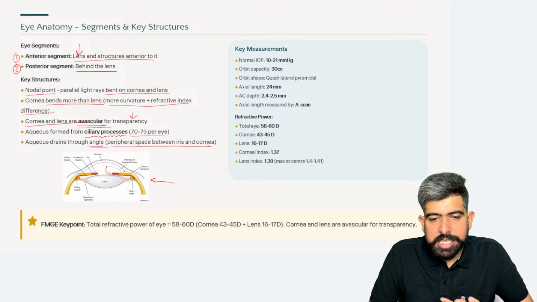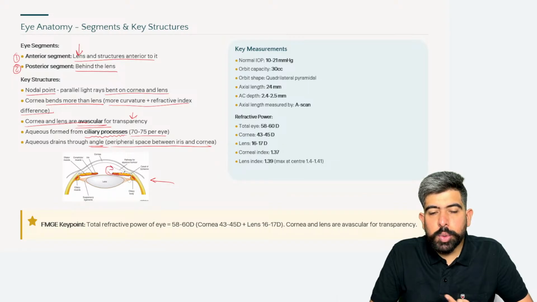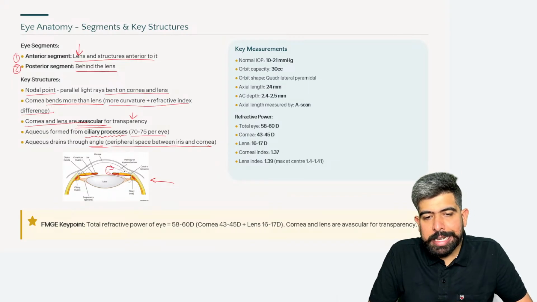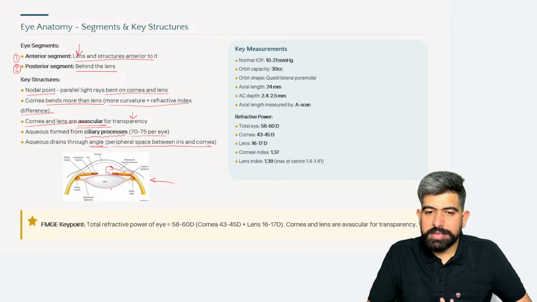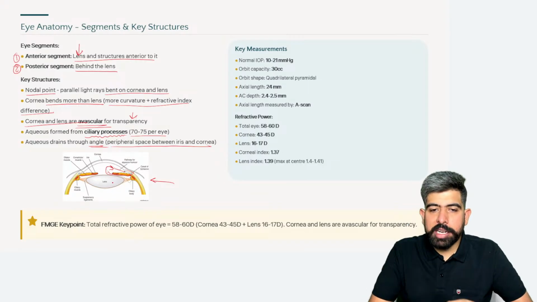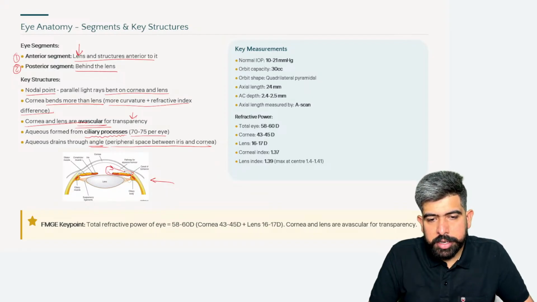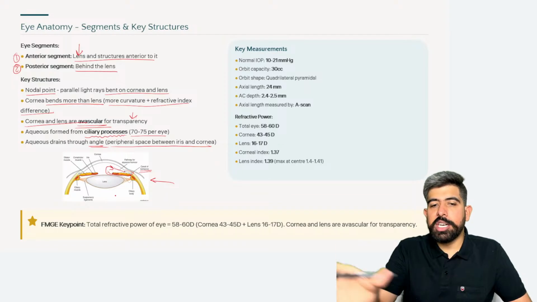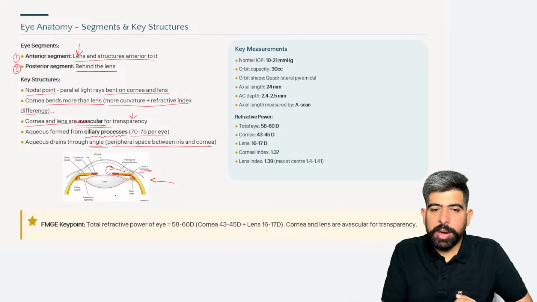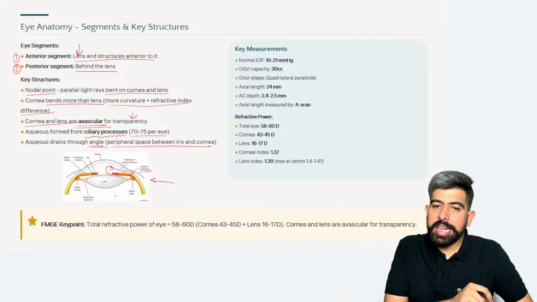From the posterior chamber, it comes to the anterior chamber through the pupil, and then it comes to the angle. What is the angle here? Please remember, this is the iris and this is the cornea, so this is known as the corneo-iridal junction, or you can say the iris and corneal junction. Here is the canal of Schlemm, and from here your aqueous humor drains out. So this is the drainage for the aqueous.